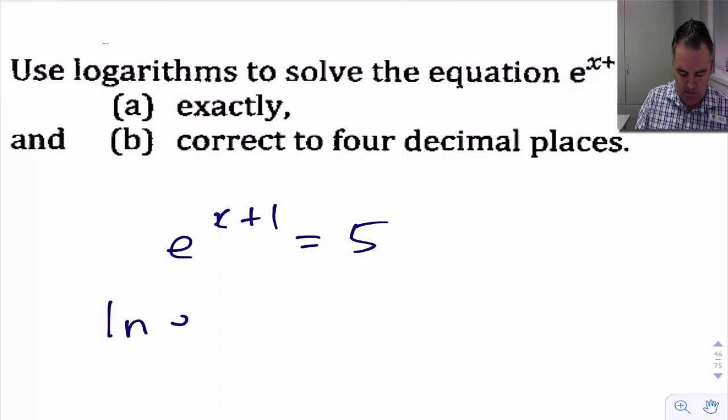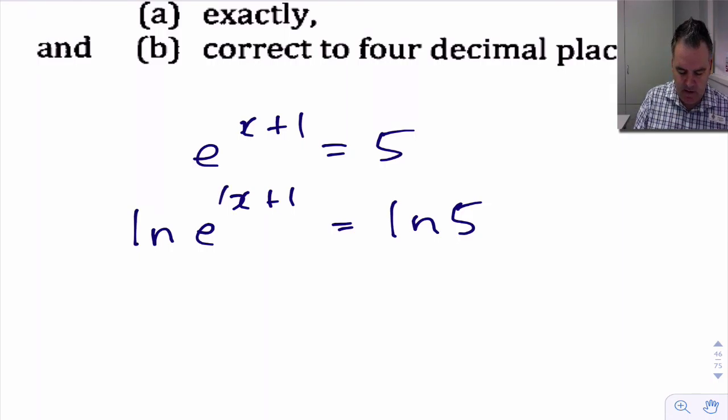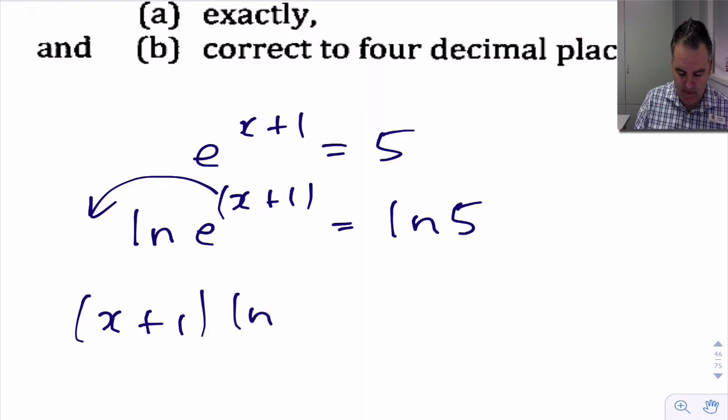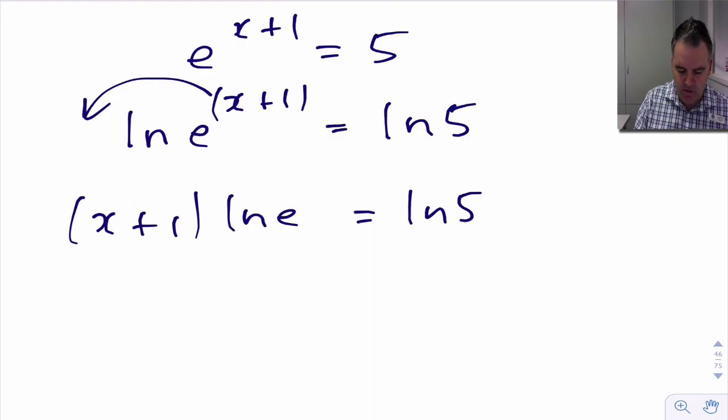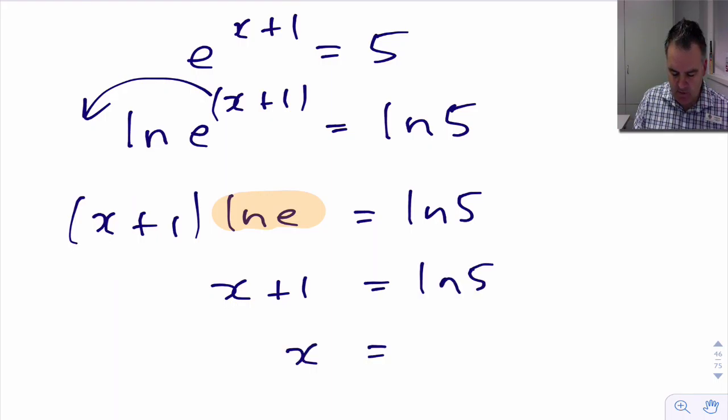So ln e to the x plus 1 is equal to ln 5. Again, this comes down the front, that rule of logarithms. x plus 1 ln e is equal to ln 5. We know that ln of e is equal to 1 always. So x plus 1 is ln 5, so x is ln 5 minus 1.